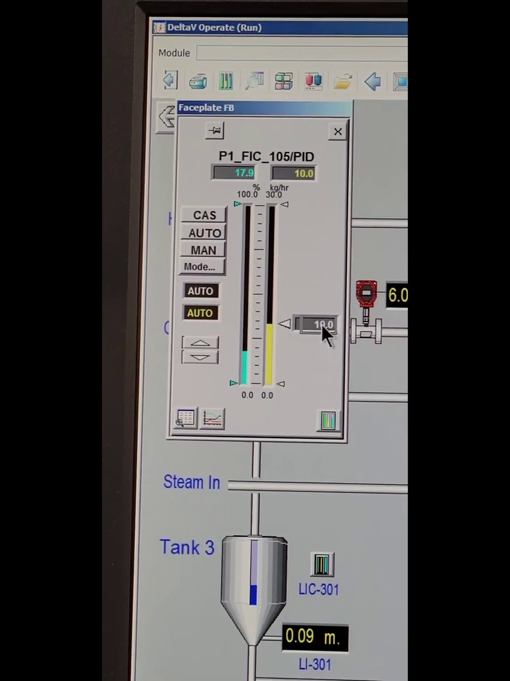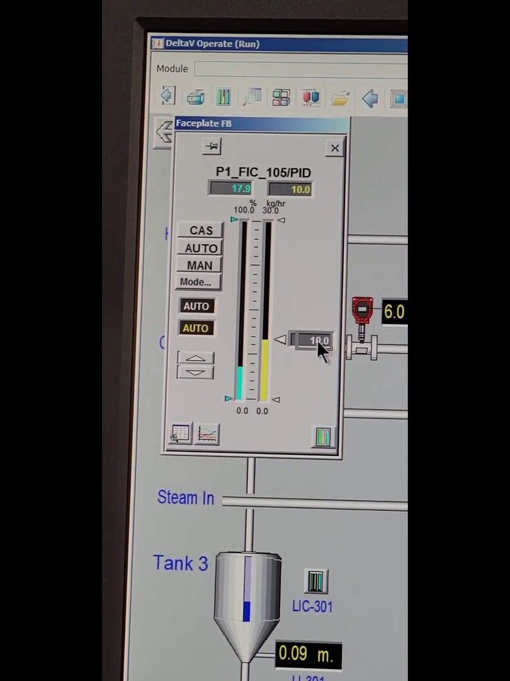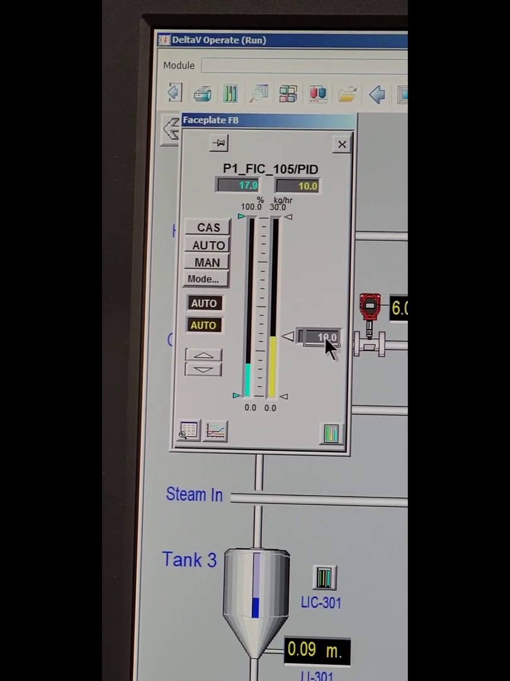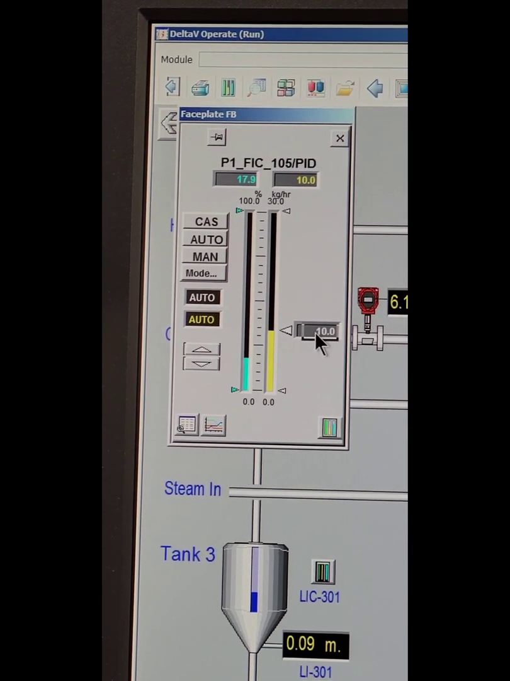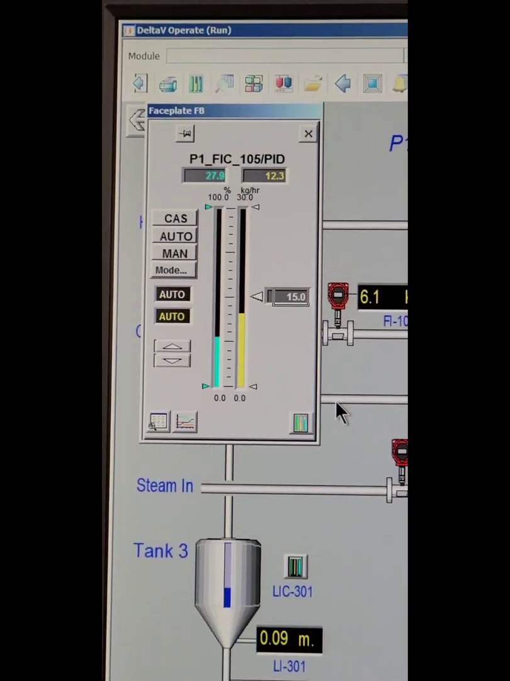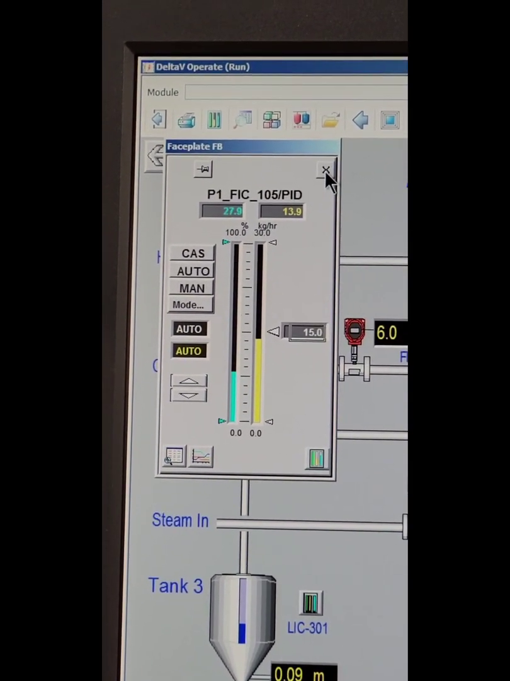And finally, again, we increase the set point of steam flow rate to have a positive step change by 5 kilograms. So here right now it is 10. I increase it to 15. And again, we will wait for a steady state.